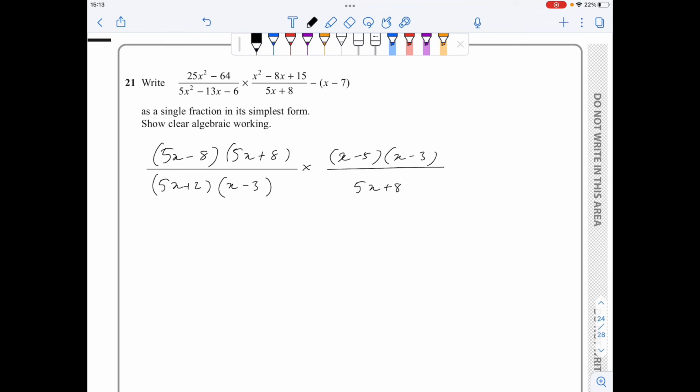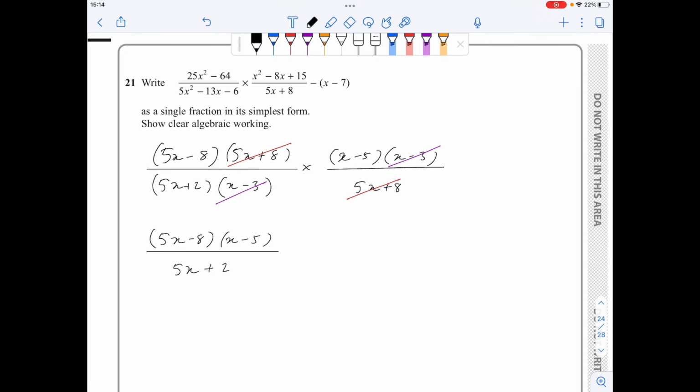Now I can cancel out the 5x plus 8 with the 5x plus 8, and also the x minus 3 with the x minus 3. So I'll be left with 5x minus 8 times x minus 5 all over 5x plus 2.